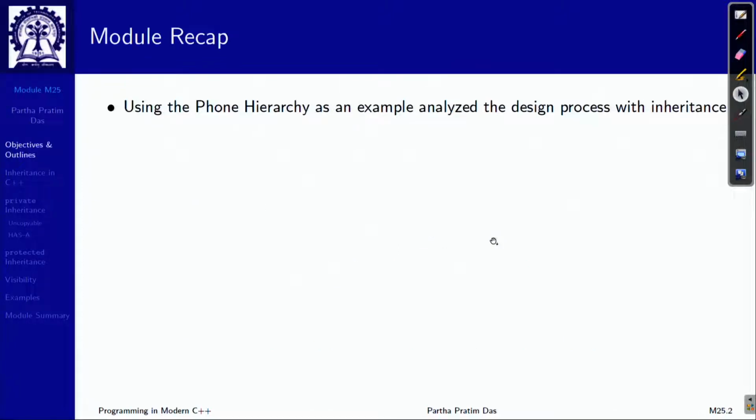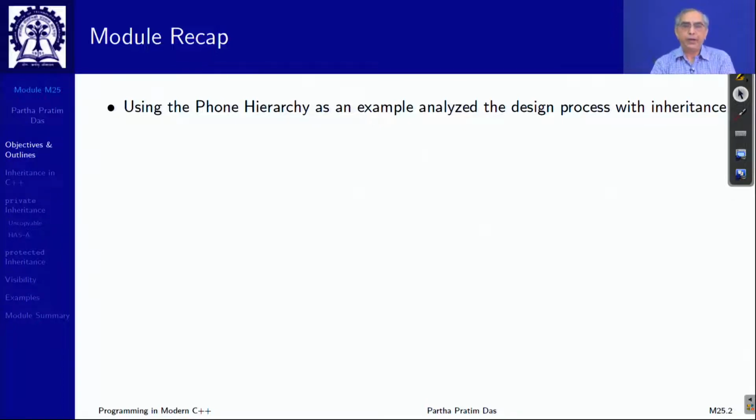In the last module, we have taken a look at the detailed design process for a very simple phone hierarchy, which was to give you a complete integrated feeling about the different inheritance features that C++ has provided to be able to model, implement and use the relationships of object orientation, inheritance in object orientation.